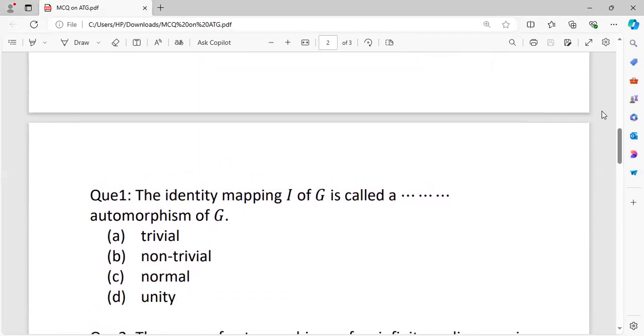So first question is that the identity mapping I of G is called a blank automorphism of G. You have to fill in the blanks. So identity mapping is always called a trivial automorphism. Okay. So which option is correct? Option number A is correct. Trivial.